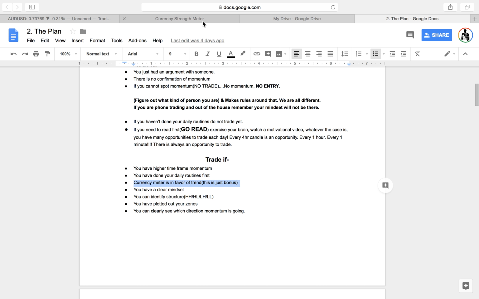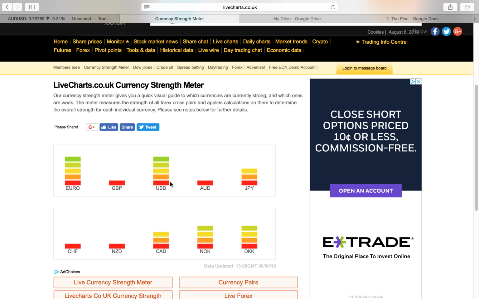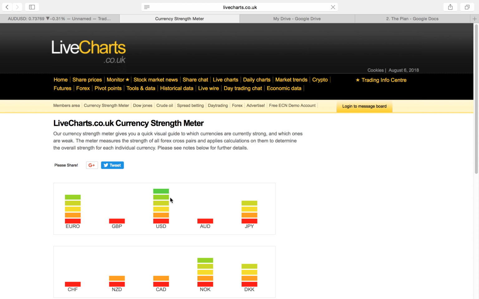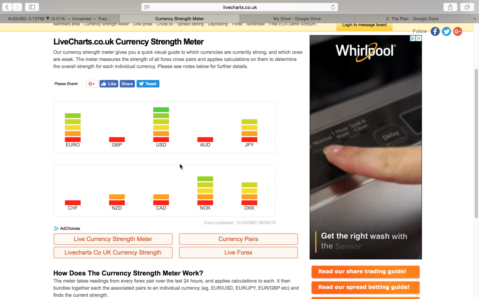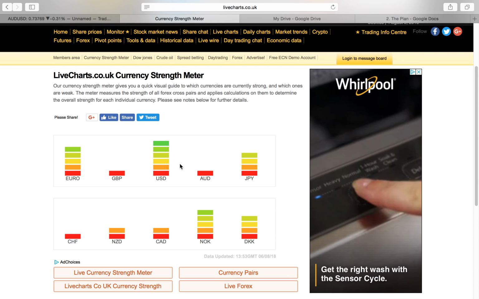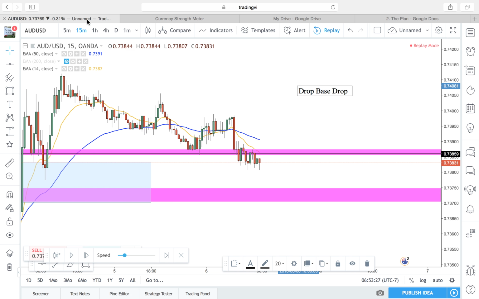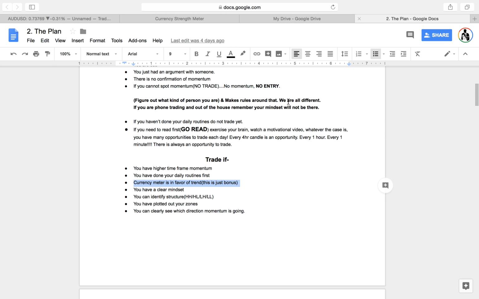This is a bonus. Go to your strength meter. Boom. The AUD was so weak and the US dollar was so strong. Look, even still now, it's maintaining strength, right? Let's go back to the plan.